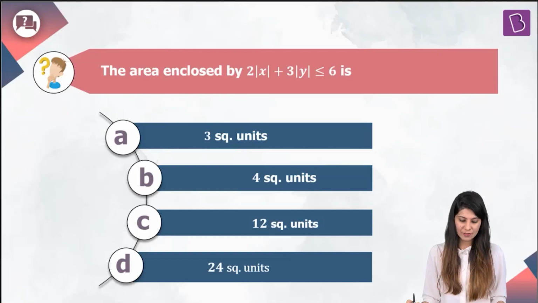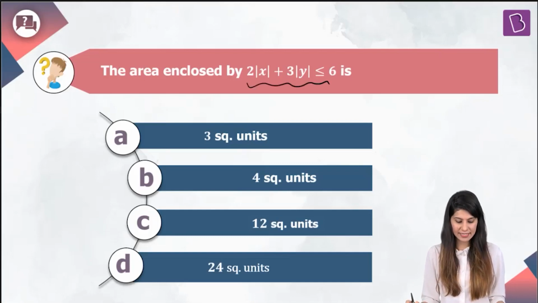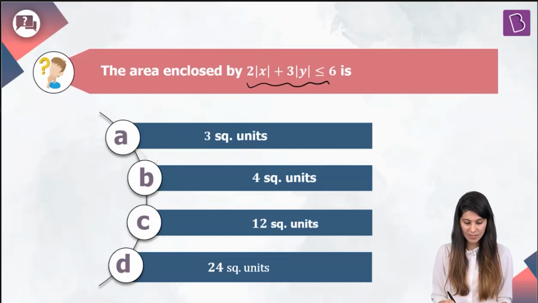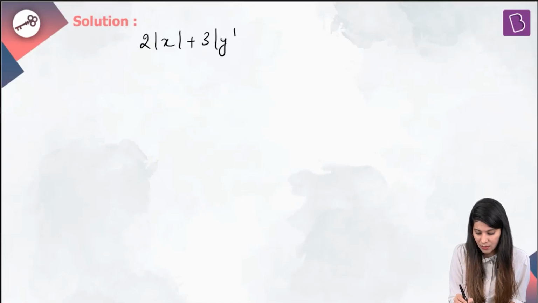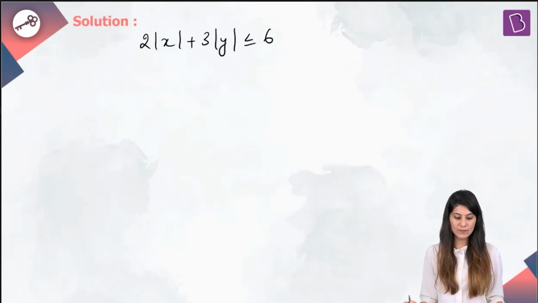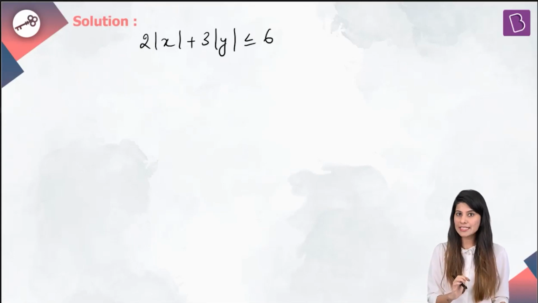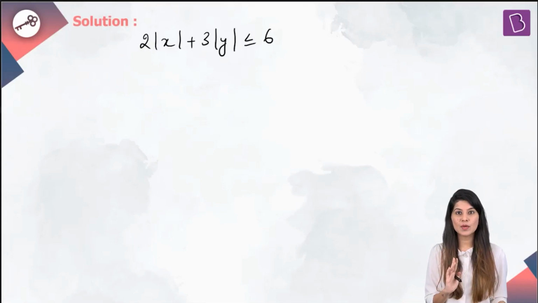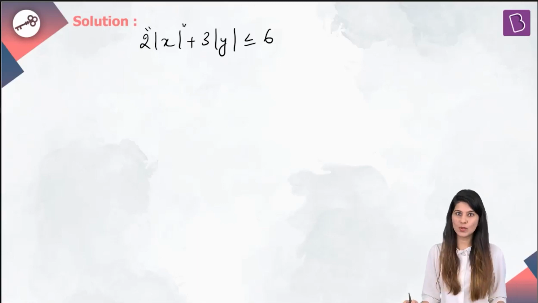In this question, we need to figure out the area enclosed by this particular inequality, which is 2|x| + 3|y| ≤ 6. Now there are 2 modulus involved, so how many cases would there be? If I talk about the x, for this modulus, 2 cases would be there.